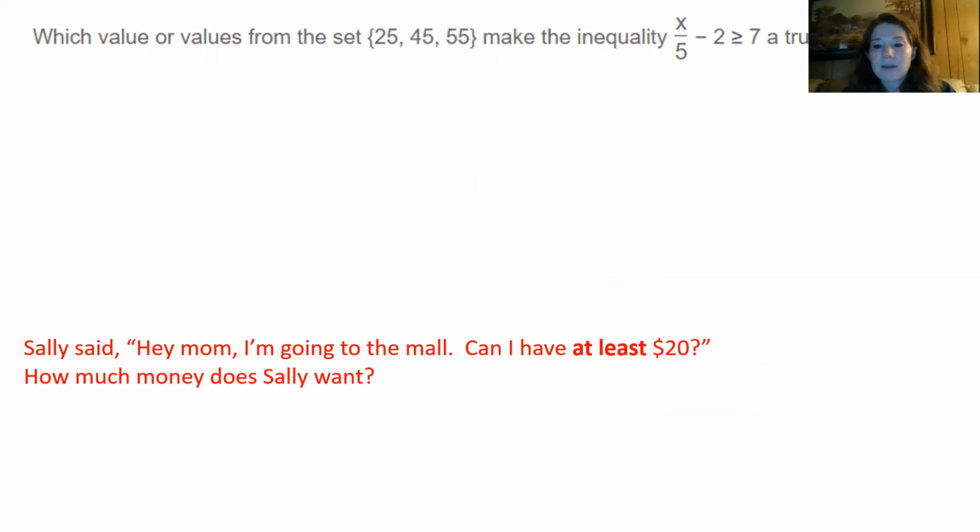Oops, I forgot to make that one fly in, but that's okay. Which value or values from the set 25, 45, 55 make the inequality a true statement? All right, so let's try each one of these numbers and see which, if any, or if all of them make this inequality true. So if I substitute 25 for x, so 25 divided by 5 is 5. 5 minus 2 is not greater than or equal to 7. This one's not true. So let's get rid of 25.